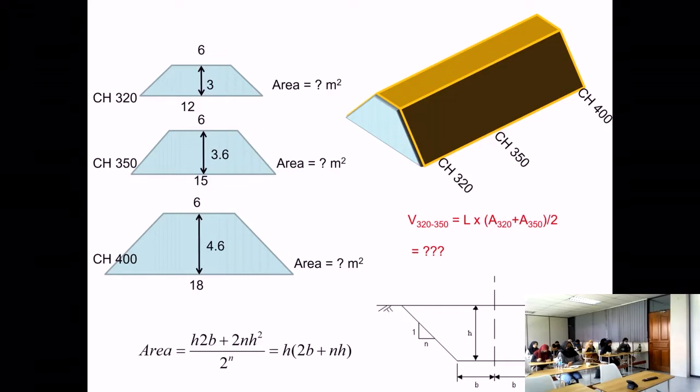Let's say you get a total embankment of 100. Remember just now, the soil that you need is not 100. You need more because of the contraction, the shrinkage, right?